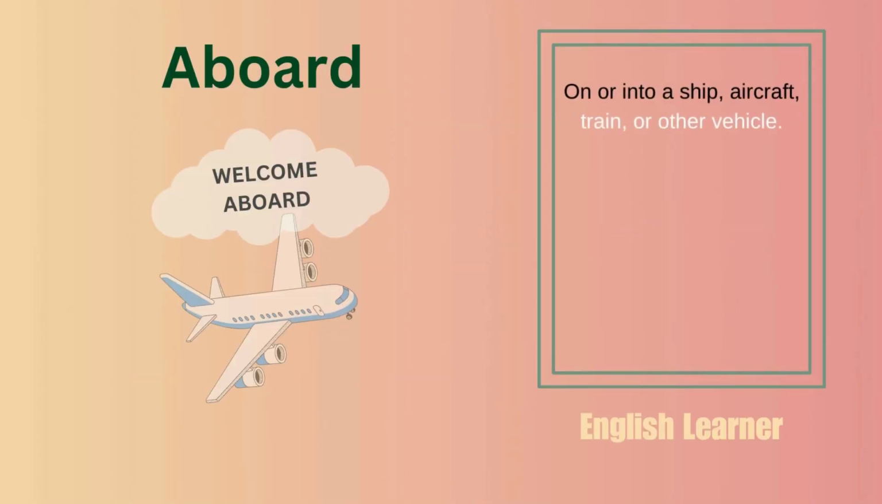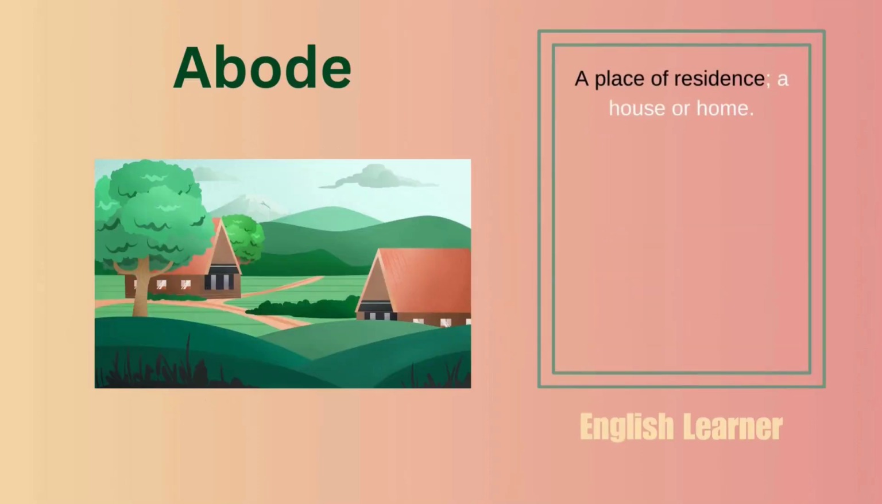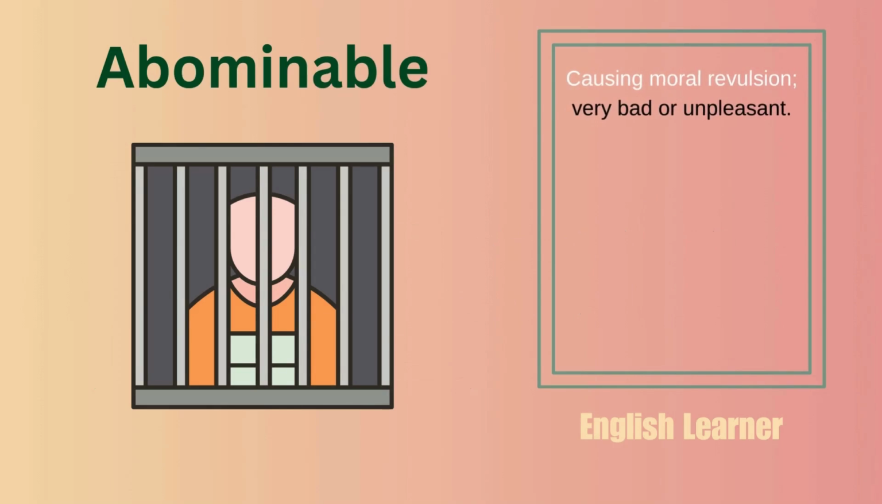Aboard. On or into a ship, aircraft, train, or other vehicle. Example. All passengers were safely aboard the plane. Abode. A place of residence, a house or home. Example. They found a peaceful abode in the countryside. Abominable. Causing moral revulsion, very bad or unpleasant. Example. The conditions in the prison were abominable.